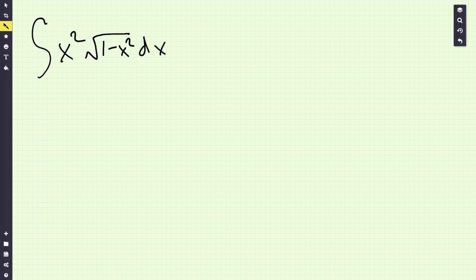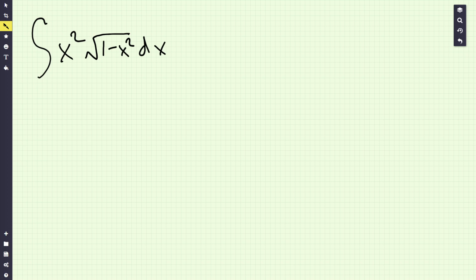Alright, so you may be able to gather this is not a u-sub. U-sub's not going to work. And integration by parts won't work since you would have to differentiate x squared and integrate the square root of 1 minus x squared, but the integral of the square root of 1 minus x squared is also very complicated. So we end up seeing this is probably a trig sub. So let's try and do a trig sub here.